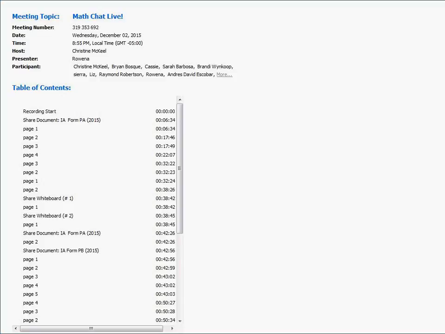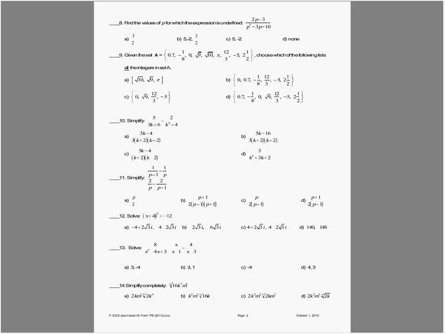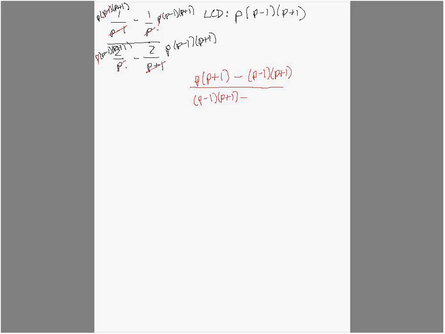Gosh, I wish I could figure out how to take controls away. Got control back. I just need to find where we were working. I was working on a whiteboard. There we go. All right.